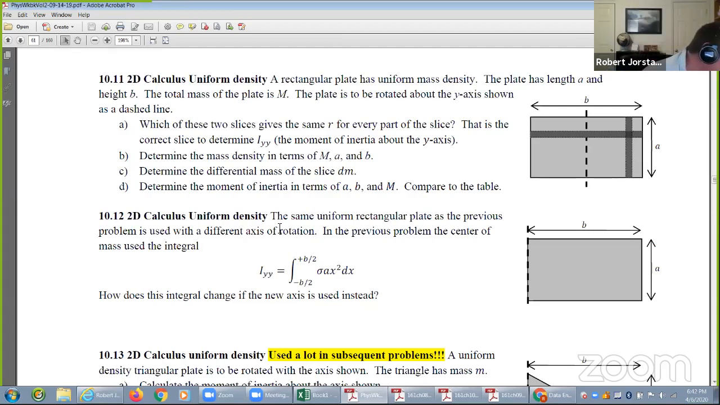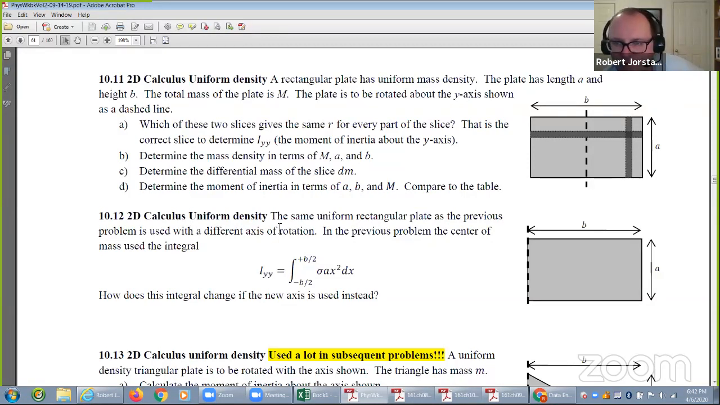We have a rectangular plate. It has uniform density. The plate has length A and height B. Mass is M. And it says the plate is to be rotated about the y-axis, shown.